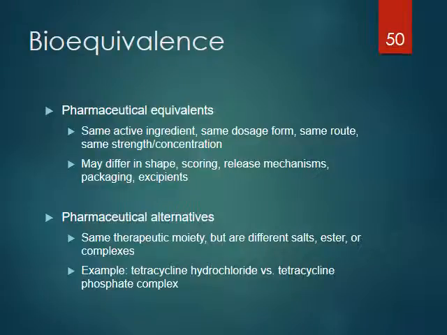So just a few more definitions. So for pharmaceutical equivalents, these are going to be products that have the same active ingredient, same dosage form, same route, same strength and concentration, but the things that can change are going to be things like the shape of, say, the tablet or the way it's scored. So whether it's scored down the middle or no scoring at all. May have differences in release mechanisms, packaging may be different, and also excipients, the other inactive ingredients that are in the dosage form. So this would be for like two different manufacturers of the same drug product.